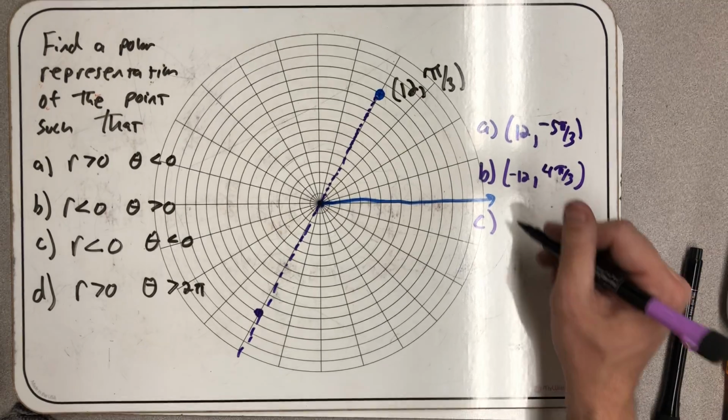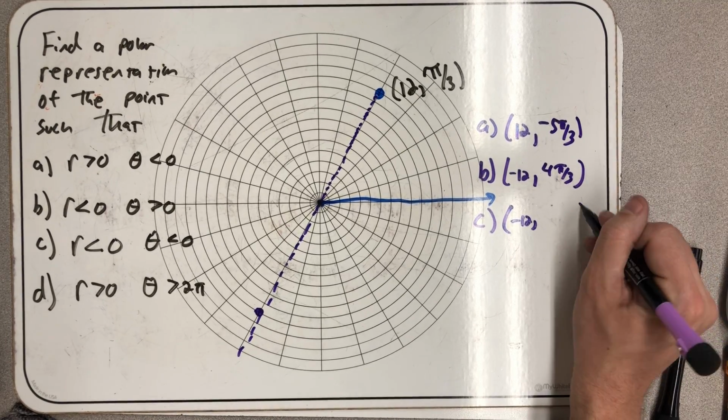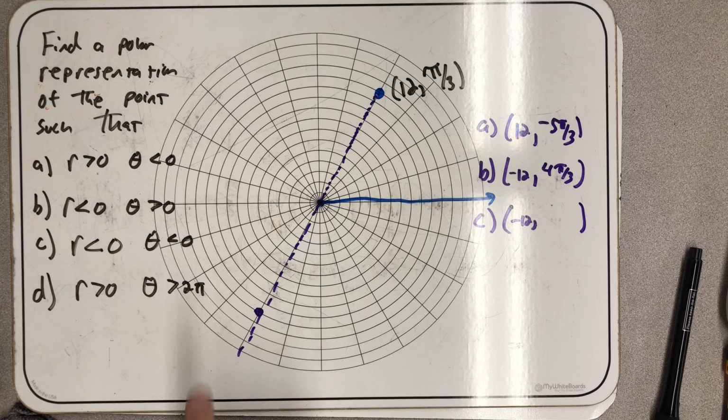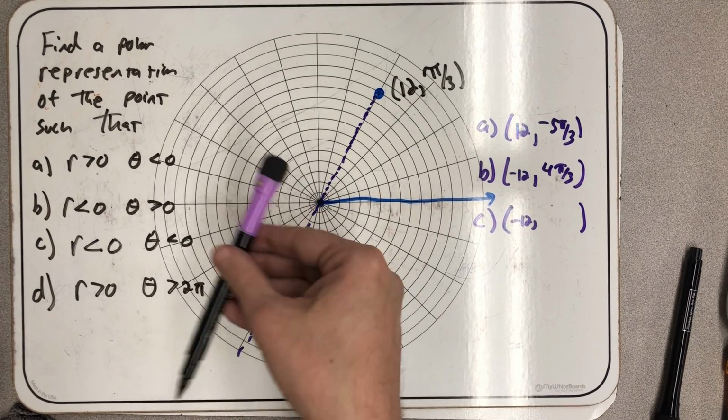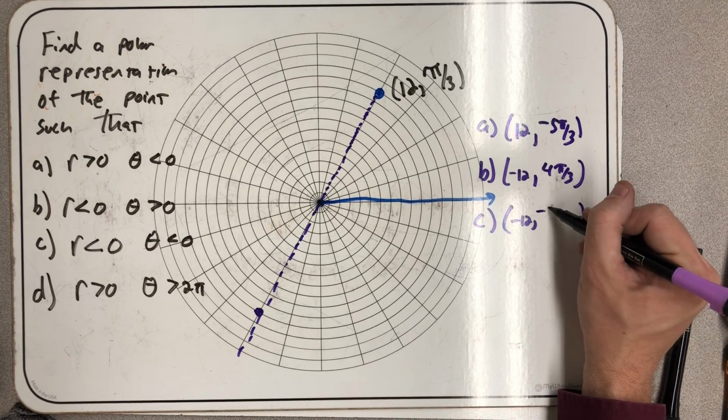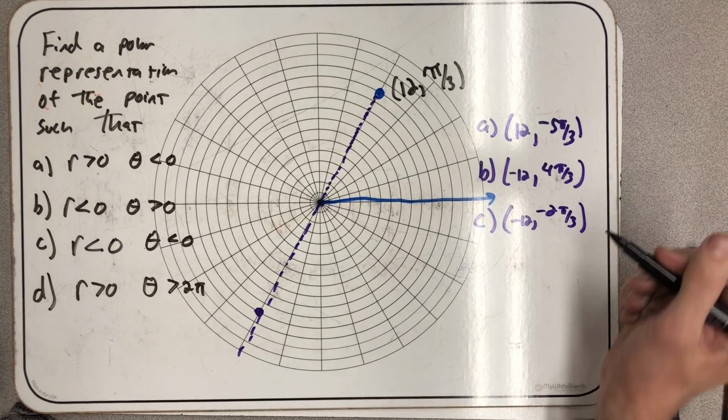In part C, I have r is less than 0 again, so that's minus 12. And this time my angle is supposed to be less than 0. So now I'm rotating this way, but exactly to that spot right there, and that's minus 2 pi thirds.